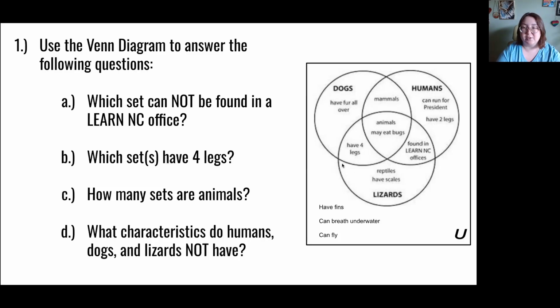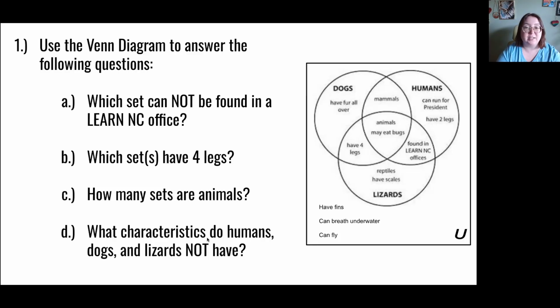And then in our set for lizards here, we have lizards have scales. They're also reptiles. They do have 4 legs. Apparently, they can be found in a Learn NC office. They are animals, and they may also eat bugs. So those are all the attributes we have in our 3 sets here. And then on the outside of our 3 sets, we have fins. Dogs, humans, and lizards don't have fins. Can breathe underwater. Dogs, humans, and lizards all can't breathe underwater. And can fly. Dogs, humans, and lizards all can't fly. So those are all attributes that they do not have, so they are not within the circles within the sets.